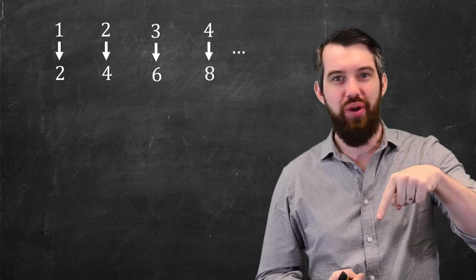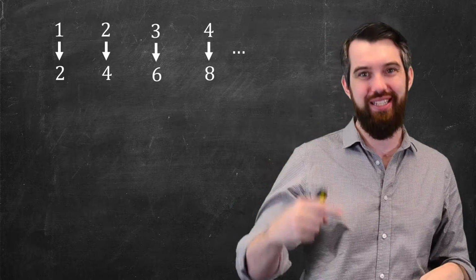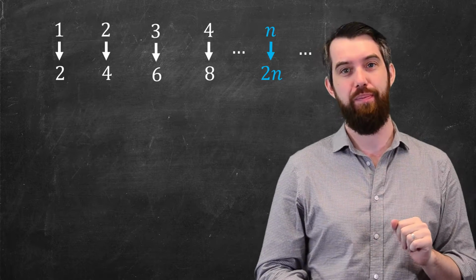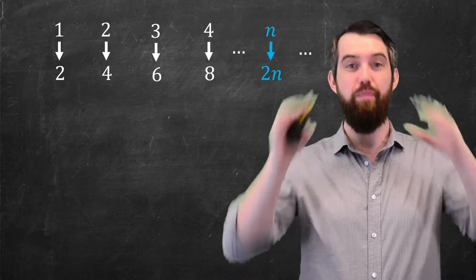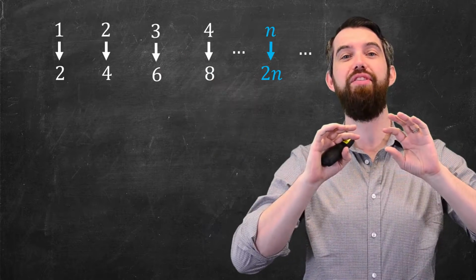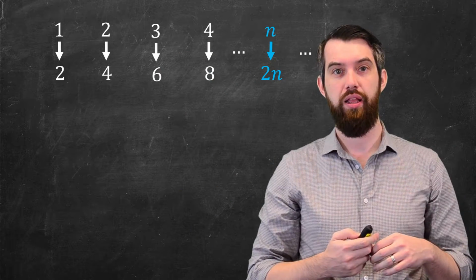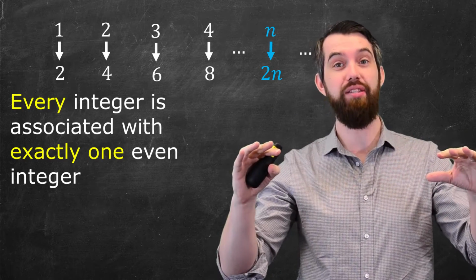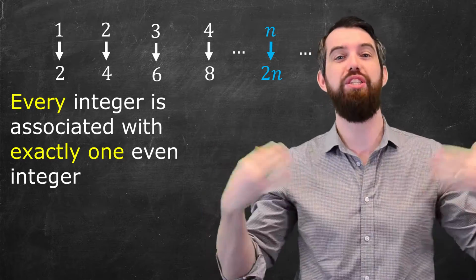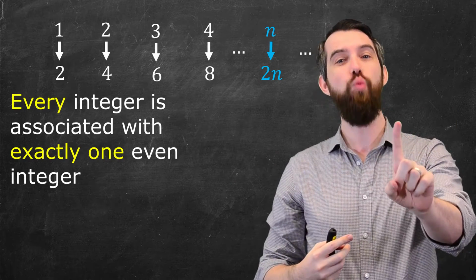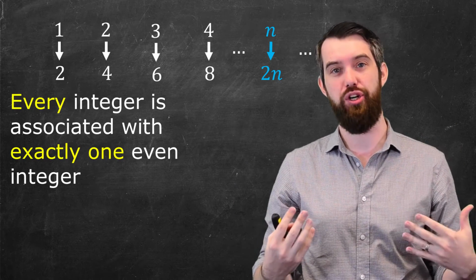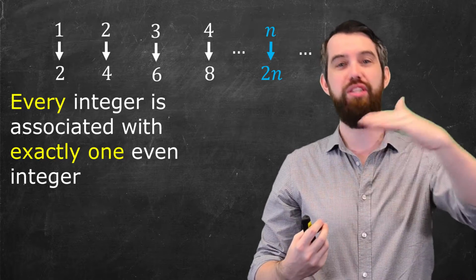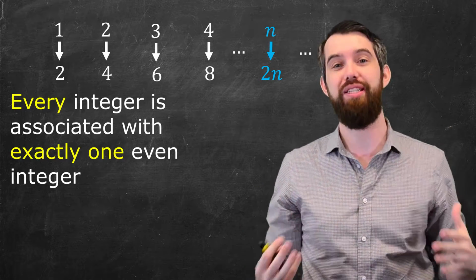I'm going to send 1 to 2, I'm going to send 2 to 4, I'm going to send 3 to 6, and so on. Generally, I'm going to send n to 2n. This is some kind of correspondence between the positive integers and the positive even integers. Indeed, we can say that every single integer is associated with or corresponds to exactly one of the positive even integers. That indeed there's what we sometimes call a bijective correspondence between these 2 different sets.